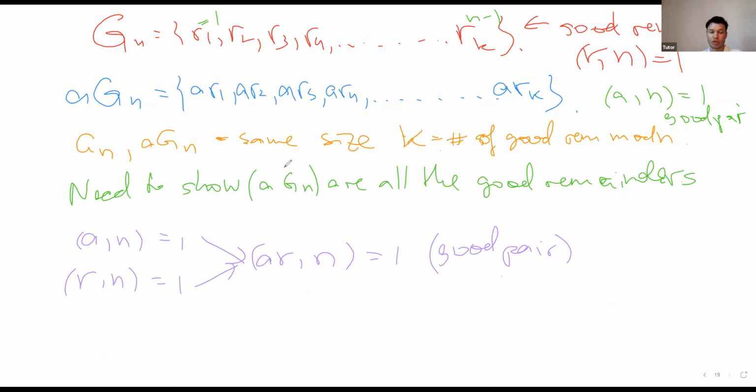So basically I need to show that they're all good remainders. And I also need to show that they're all different, right? So how can I show that they're all different?